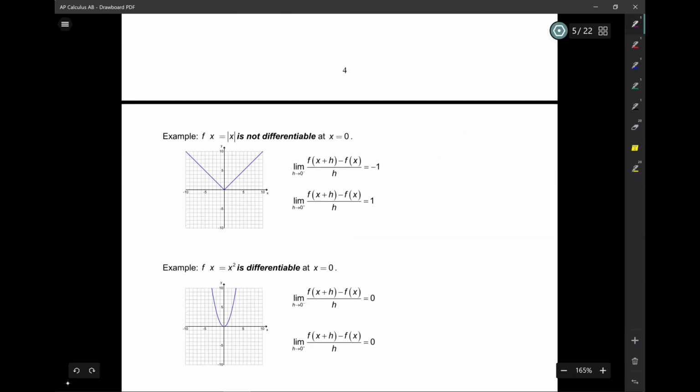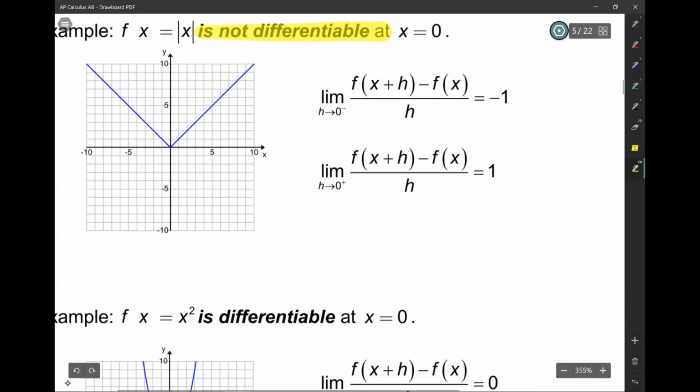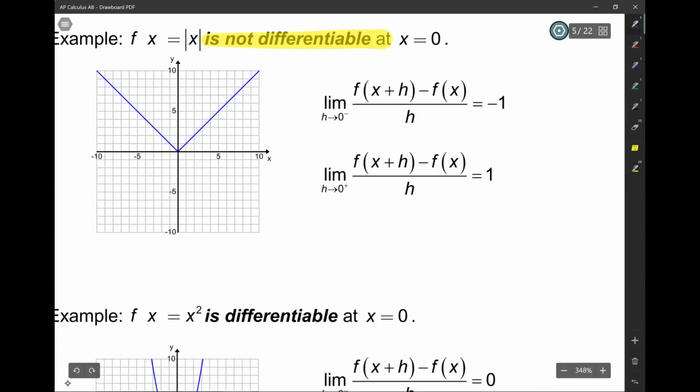Take a look at this function. This is the absolute value function, right? F of x is equal to absolute value of x. This function is differentiable everywhere except at x equals 0. So let's take a look at what happens at x equals 0. If I zoom in here, throughout this interval to the left of 0, the slope is -1. And to the right of 0, the slope is positive 1.